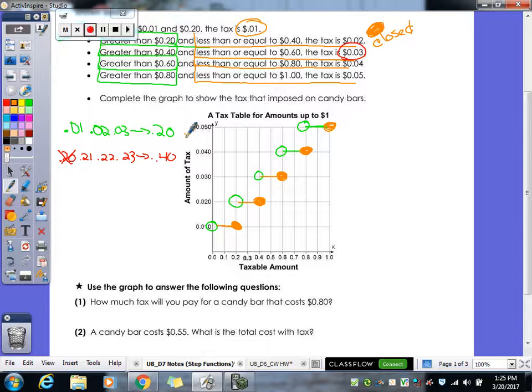The more you spend on that candy, the more tax you're paying. Your tax on every individual candy bar or every individual piece of candy separately. All right.